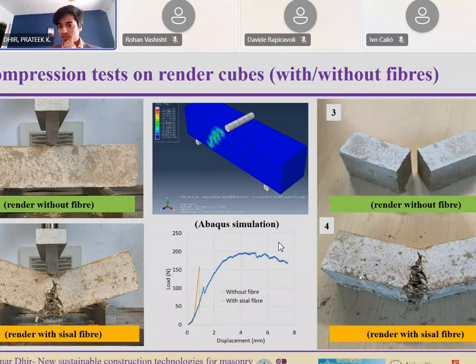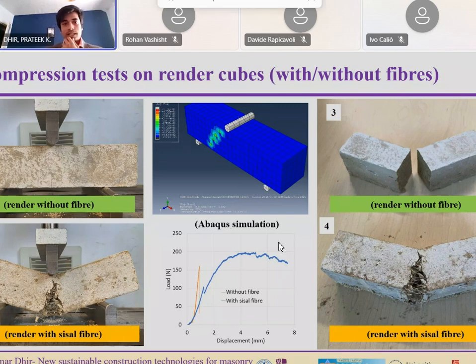When there is an applied load, if you see from the graph, the orange one is without fiber. It goes on, and at some level it just breaks and cannot take any further load. But with the fiber, it's more gradual, so it has better tensile strength and lower stiffness, which is quite beneficial for us. Thirdly, it's not sudden, so we have enough time to predict the failure.